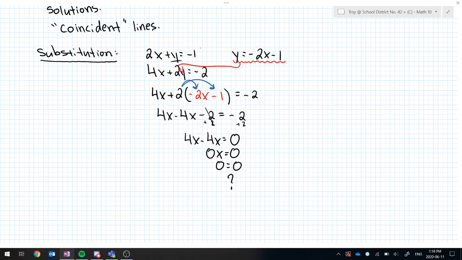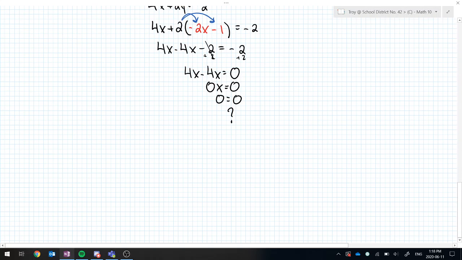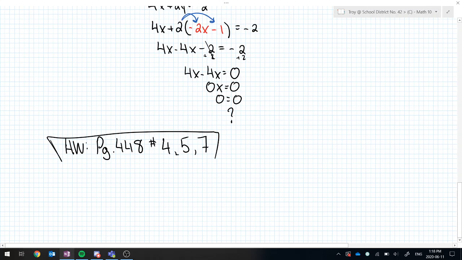Okay, so I'm going to stop it there for this week. I have a couple examples left for us to do next week that's going to deal with this as well. But for now, I'll get you to work through a few problems. So the homework for this one is going to be on page 448 of your book. And I'm going to get you to work through questions 4, 5, and 7 for this week, okay? So make sure you give those a shot. Let me know if you get stuck.